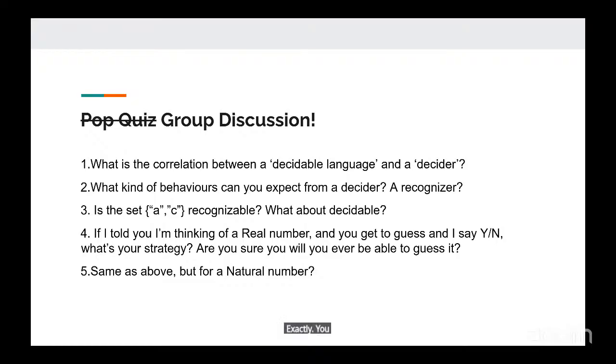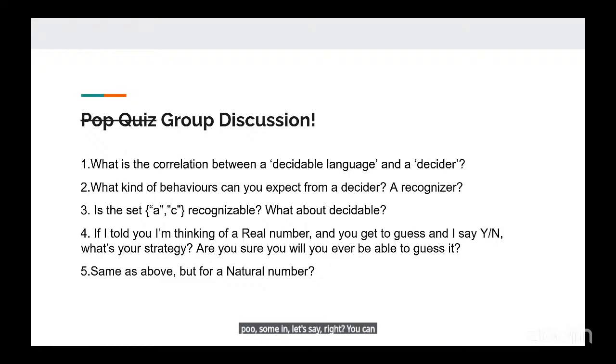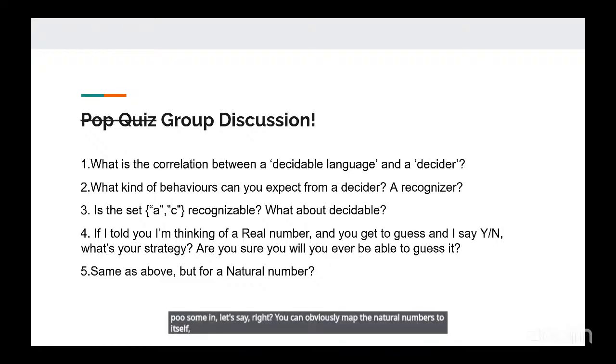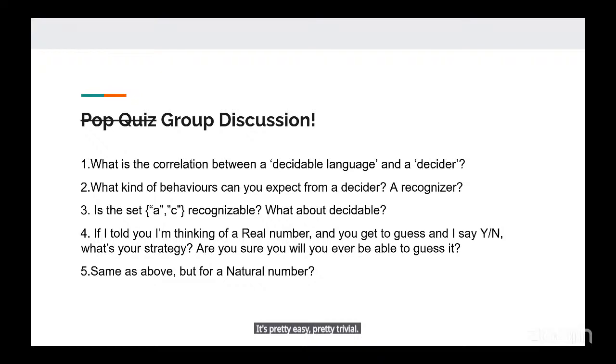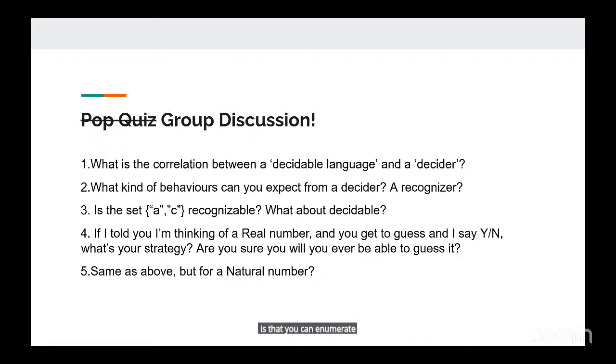Exactly. You can't assign an index to each number, right? What it actually means to be uncountably infinite is that you can't map the natural numbers to that infinite set. You can obviously map the natural numbers to themselves. It's pretty easy, pretty trivial. But what that means in practice, like I said before when we were talking about part 2, is that you can enumerate all of the natural numbers, okay?